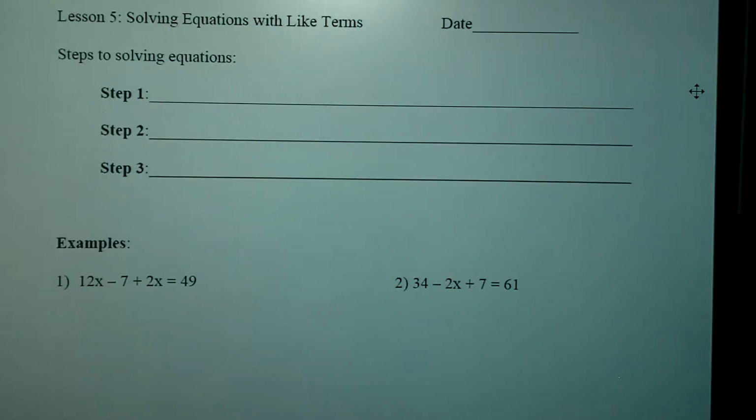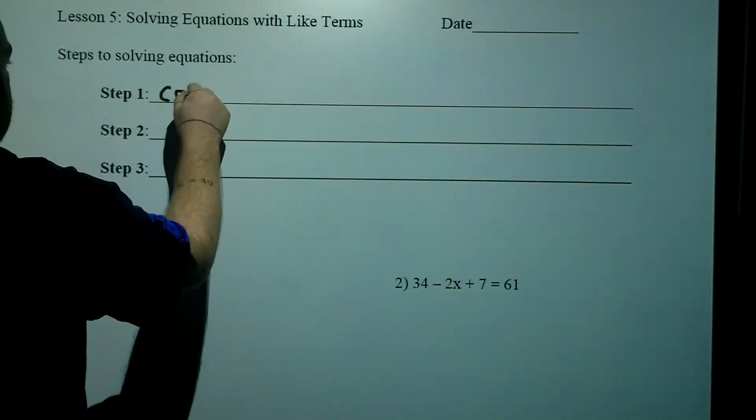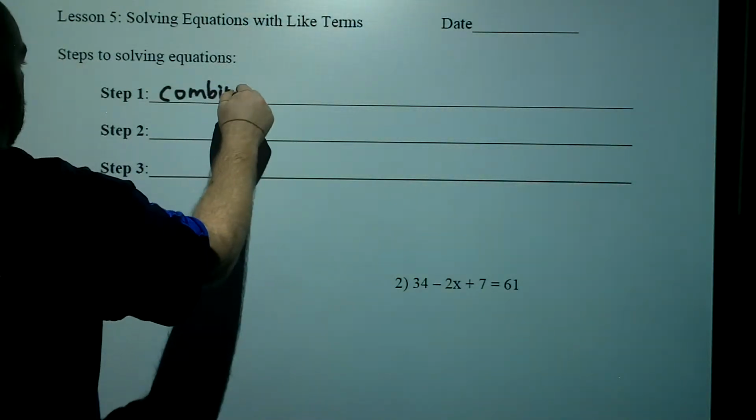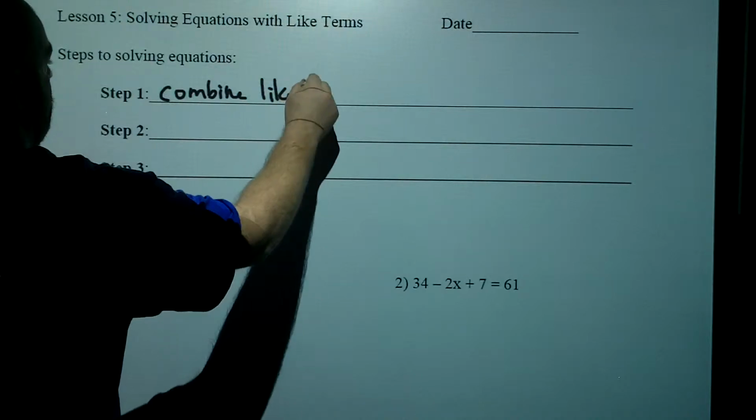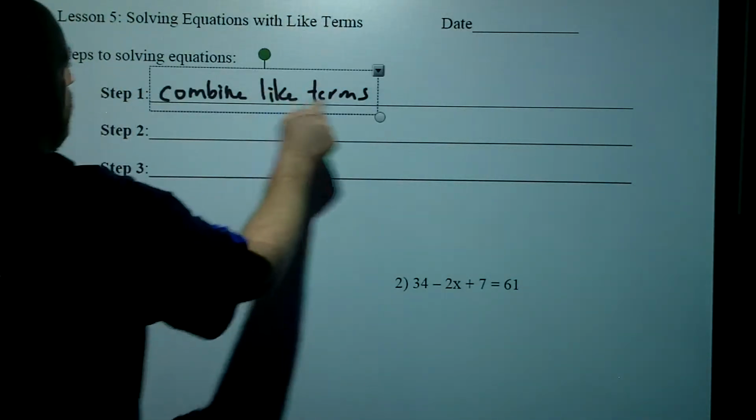Lesson 5 is solving equations with like terms. We talked about like terms earlier. Like terms are things that have the same variable part. The steps to solving these kinds of equations: Step number 1, we're going to combine like terms first, so we don't have all those different kinds of things floating around that are the same. We're going to group them together.